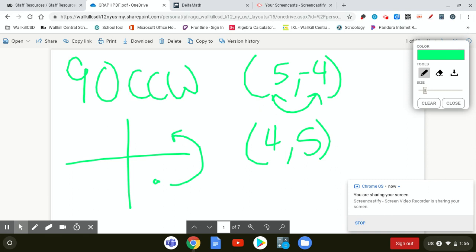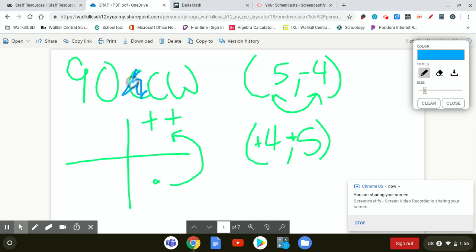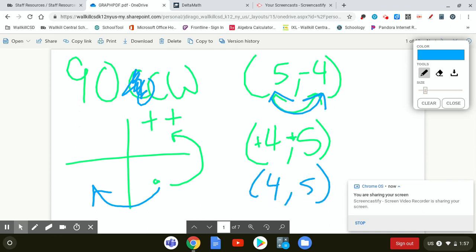So the sign scheme of this one is positive, positive. So +4, +5 would be the coordinate of your rotated point 90 degrees counterclockwise. Now, if I said clockwise, it would end up in the third quadrant. So you would still switch the numbers, so it would be 4, 5, but the sign scheme of the third quadrant is negative, negative. So it'd be -4, -5.